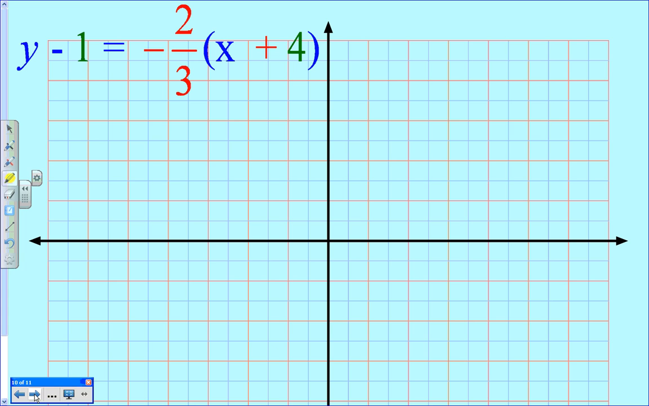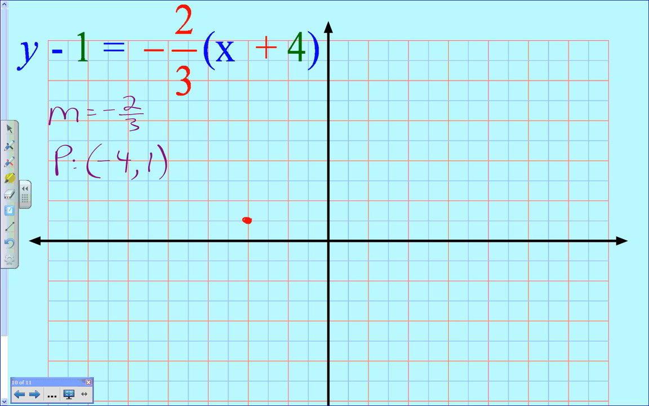So when we graph this, your slope is negative 2 over 3. Your point is negative 4, positive 1. We take the opposite of what's with the x and the opposite of what's with the y. Negative 4, positive 1. We plot that point. Then we use the slope ratio from that point to determine 2 other points.